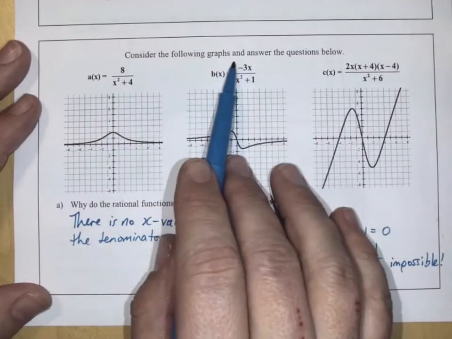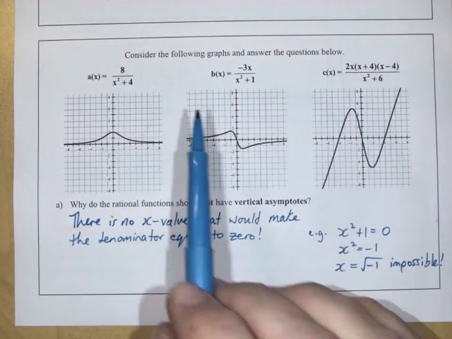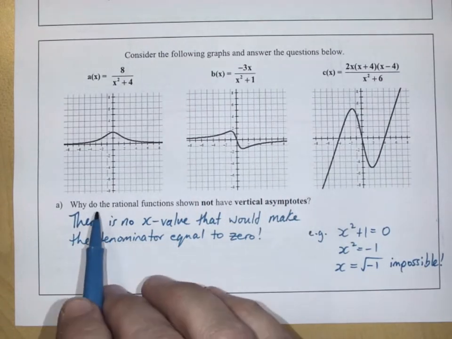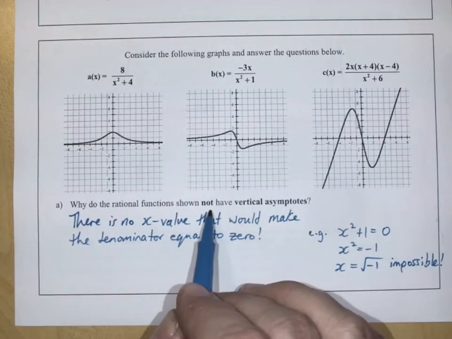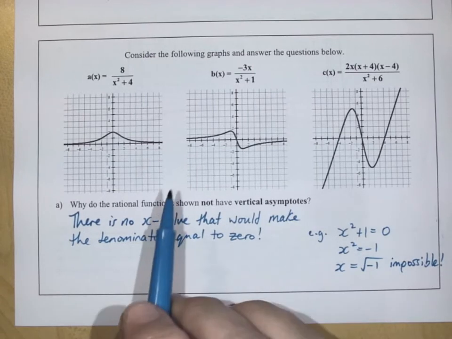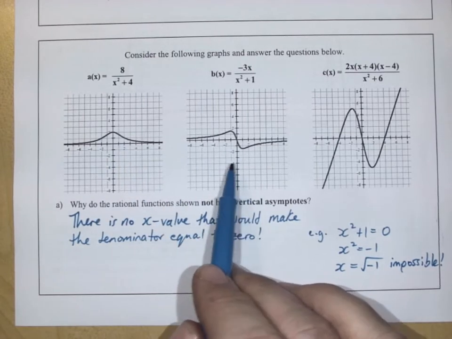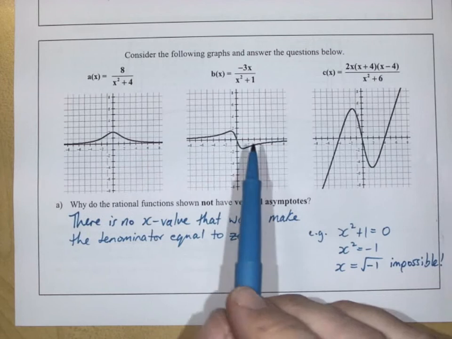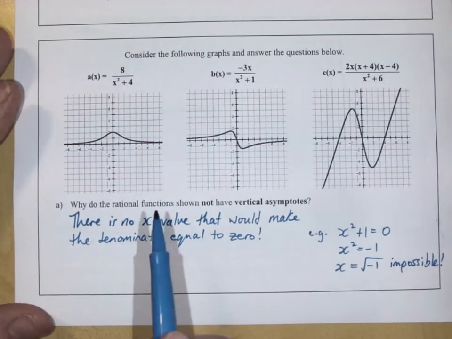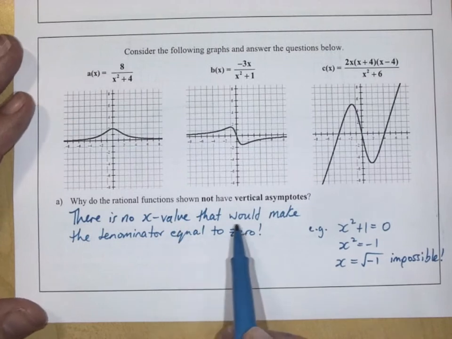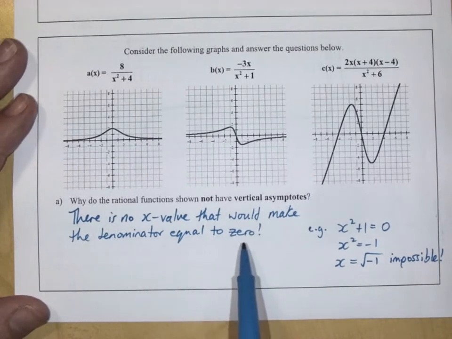I'd like you to consider the following graphs, pause the video, think about it, and then answer this question. Why do the rational functions shown not have vertical asymptotes? Why do these not have any vertical asymptotes here? Looks like they should, but they don't. And the answer here is there is no x value that would make the denominator equal to 0.